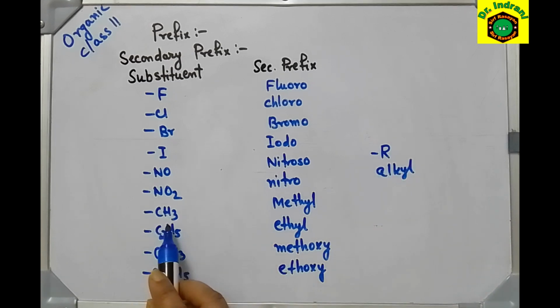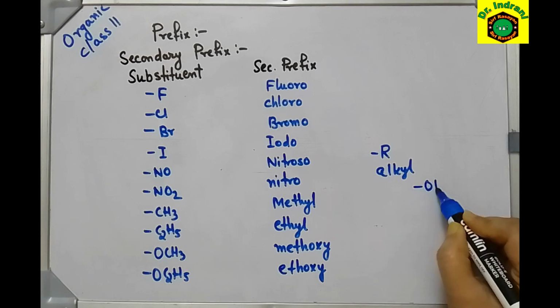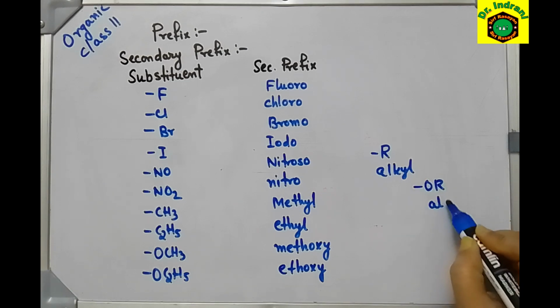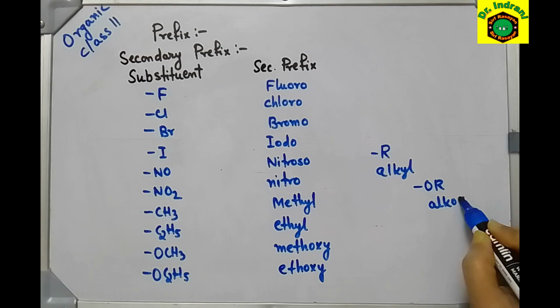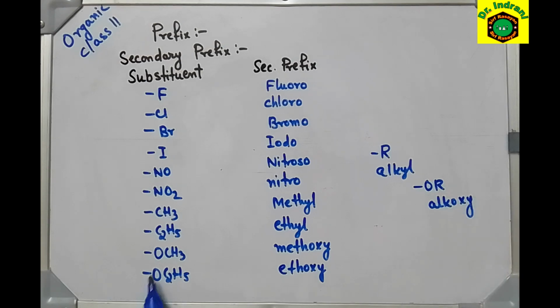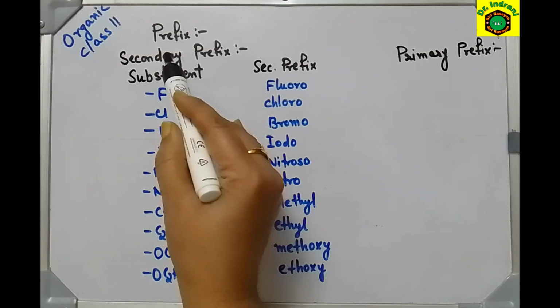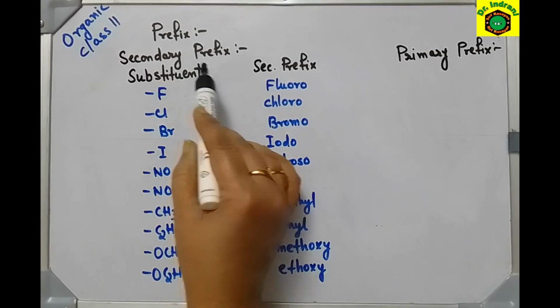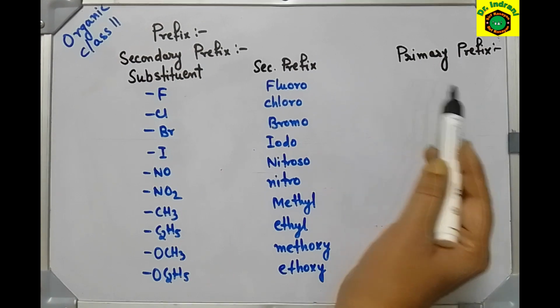And for any alkyl group means this one. If you are having CH3, you have to write methyl. If you are having C2H5, you have to write ethyl. And for alkoxy, this is alkoxy. Suppose you are having OCH3, you have to write methoxy. OC2H5, you have to write ethoxy as secondary prefix. So we have seen prefixes are of two types. One is secondary prefix, another is primary prefix.